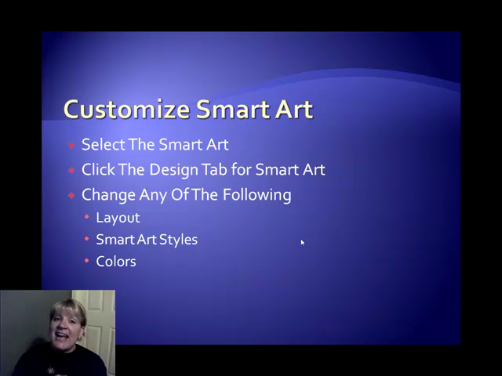Then, with that smart art object selected, you can go to the Design tab for your smart art, and you can choose to change different colors or different layouts or different styles. Once you've made the choice that you want, you can see how those changes are going to affect the way that your smart art looks.